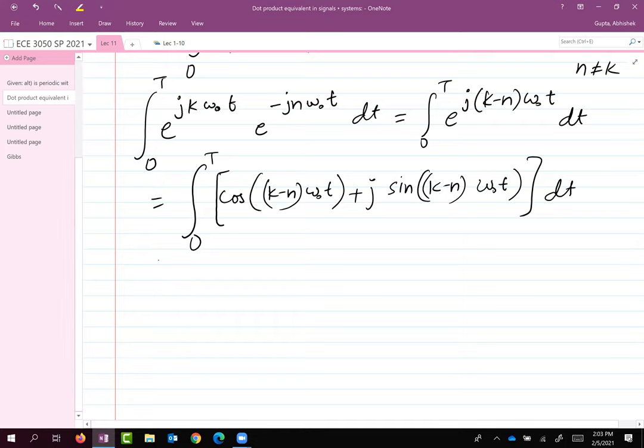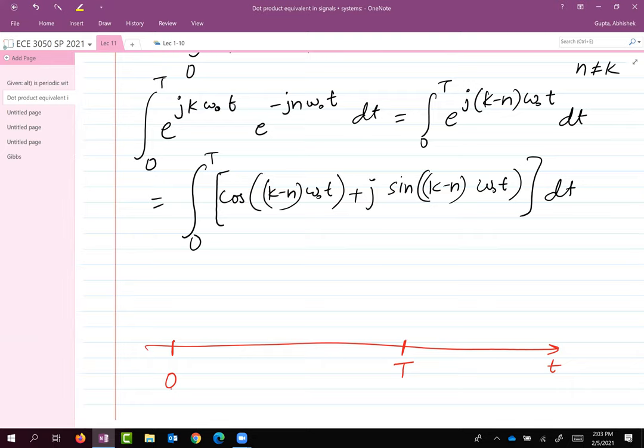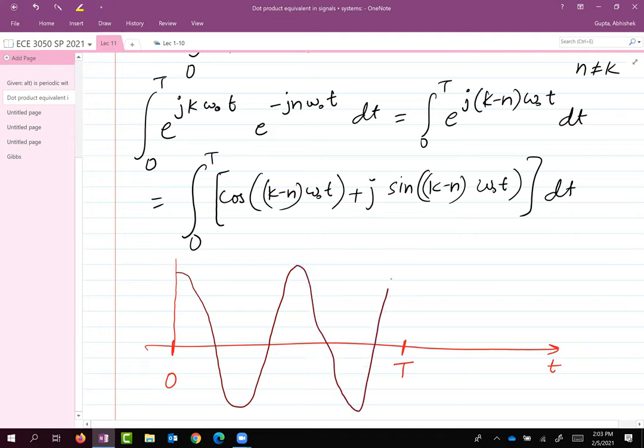So let's think about it. Let's draw this function cos. So this is t, this is capital T, this is zero. And k minus n is some integer. So my cos function is going to look something like this. This is what my cos function looks like. This is my cos of (k minus n) omega naught t.